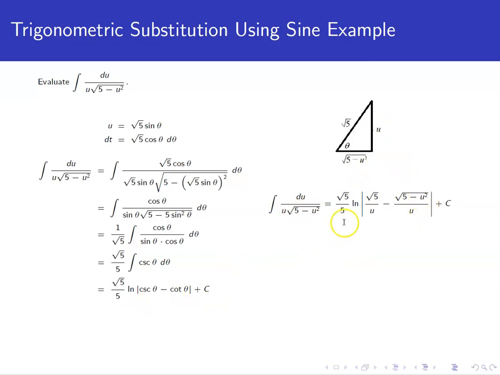So our final antiderivative here will be root 5 over 5, natural log of the absolute value of root 5 over u, minus root 5 minus u squared over u, plus c.